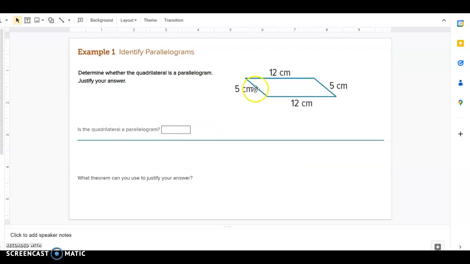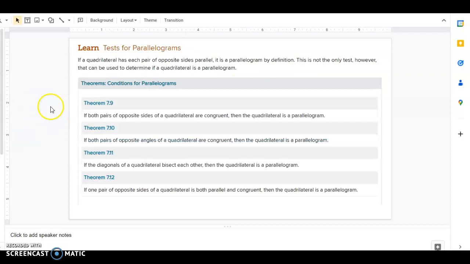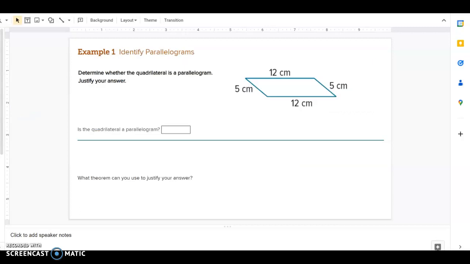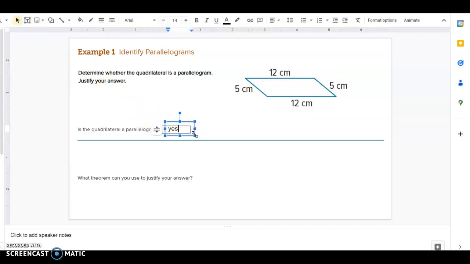So if I look, these two are parallel, the 5 and 5, because they'll never cross, and the 12 and 12 are parallel, because if they continue on, they'll never cross as well. But if we also look, if both pairs are congruent, then it is a parallelogram. So these are congruent, and these are congruent. So we could stop there because it is a parallelogram.